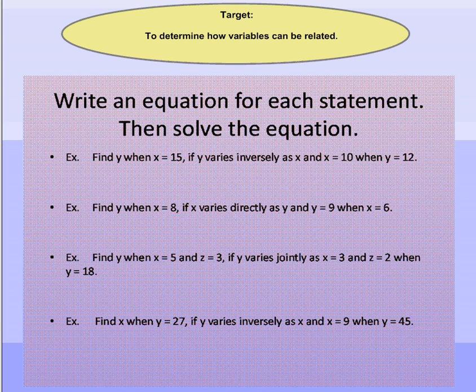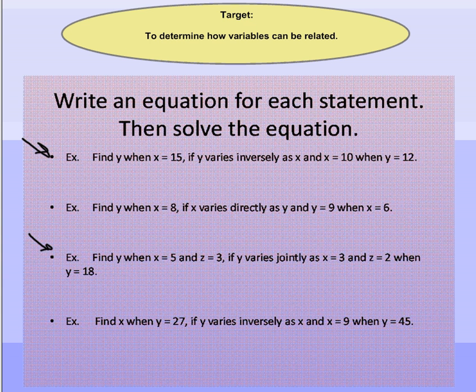These are a few different examples. Please give them a try. Pause the video. Please give them a try. I'm going to go over two of these examples. I'm going to go over example 1 and example 3. And we'll save the other two for tomorrow in class.